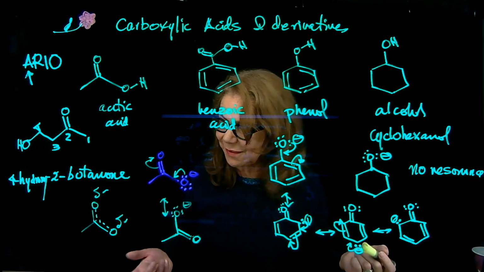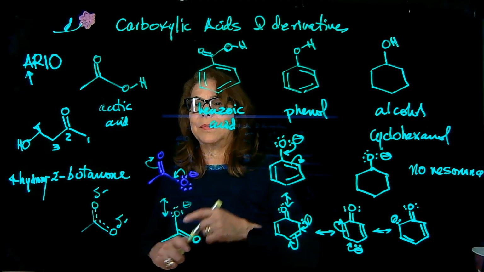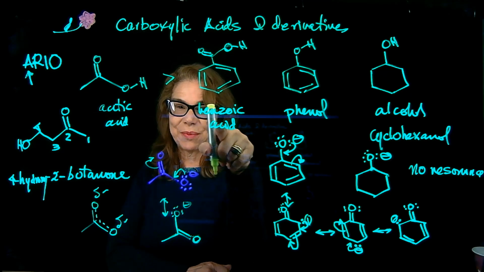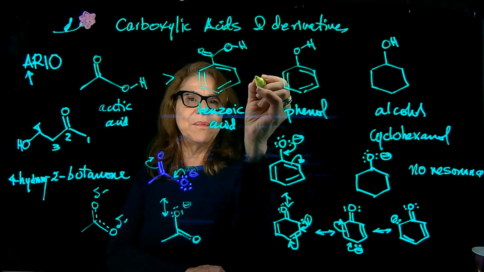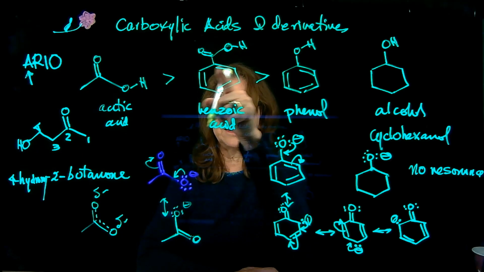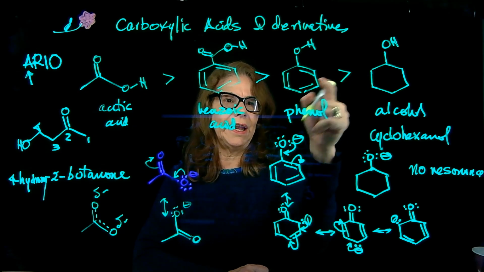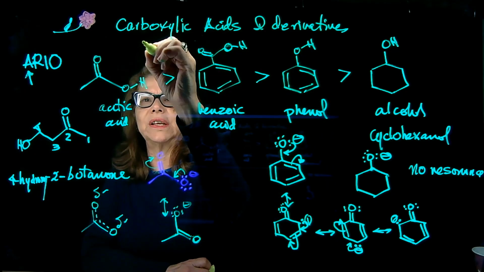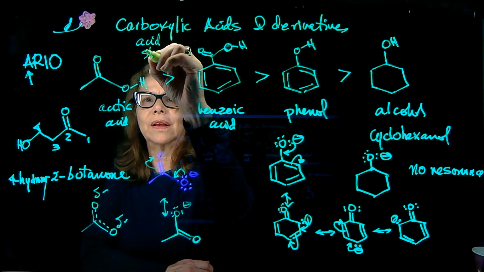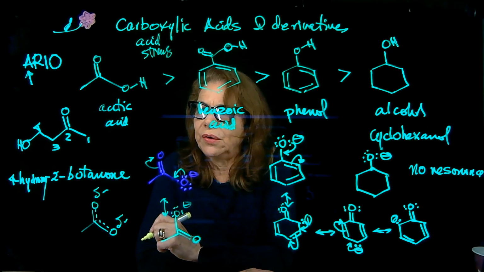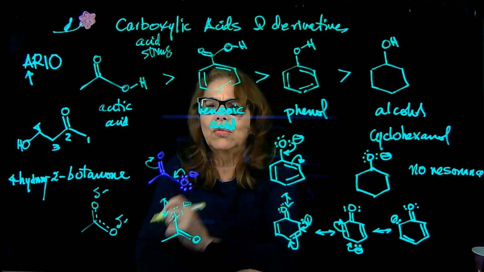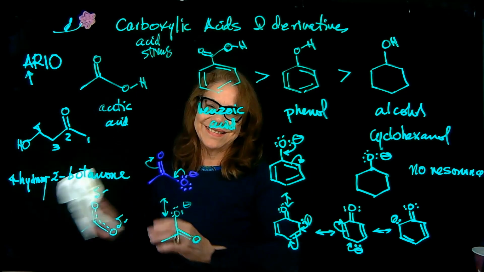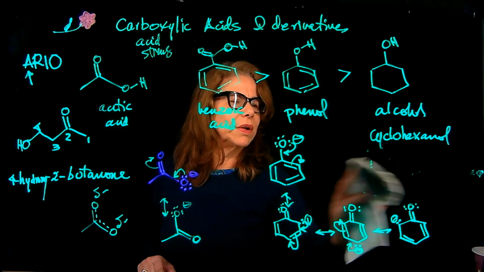So what is my ranking? Because of resonance, carboxylic acids are stronger acids than phenol, and phenol is a stronger acid than alcohols. So this is acid strength. And why do I have this here? Well, actually, that's not right. I'm going to remove that. I thought about it, but no, it's not. But we're going to see why.